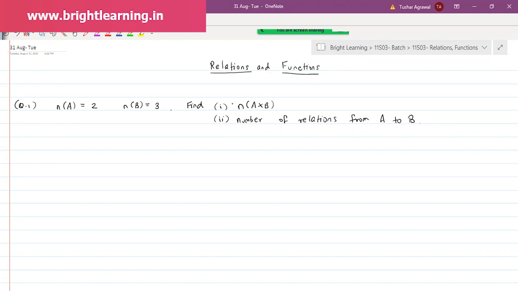First answer I will give you. The first answer is 6. This question we have already seen in the last class. The number of elements: n(A), the cardinality of set A, is 2, and the cardinality of set B is 3. So the cardinality of A cross B will be 6, 2 multiplied by 3 is 6. Tell me what will be the number of relations from A to B. Or type EXP in the chat box if you don't know.